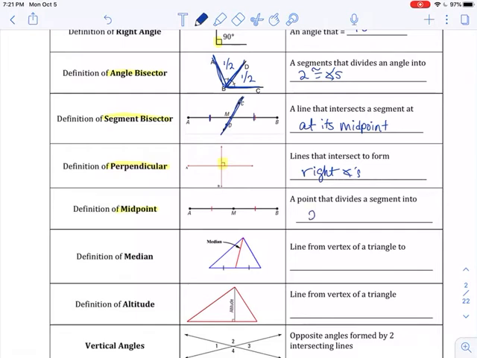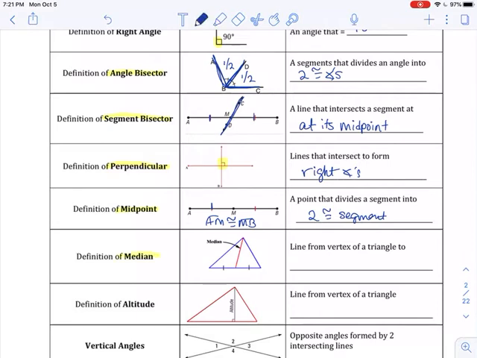Midpoint is another popular one that's pretty easy. A midpoint is a point that divides a segment into two congruent segments. So if I tell you that M is the midpoint of AB, it cuts AB in half, and AM would be congruent to MB.